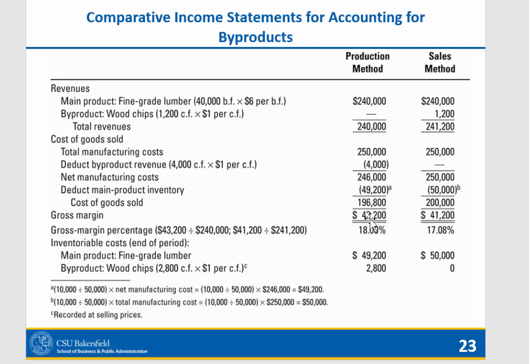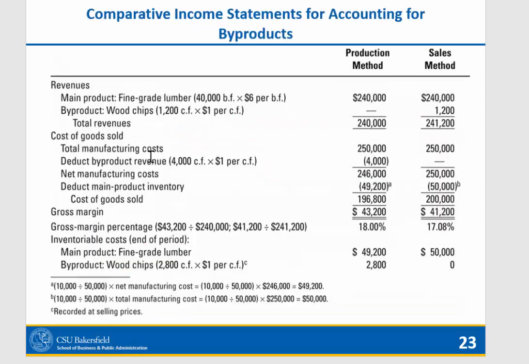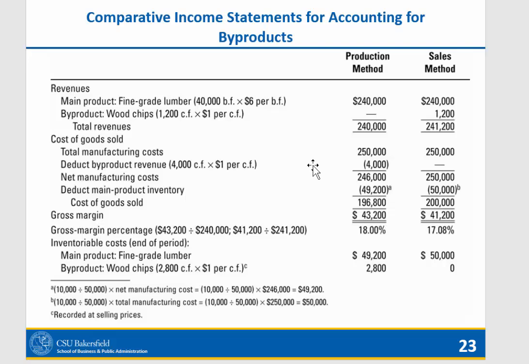So gross margin is 43,200, and you can also find out the gross margin percentage. Then we come to the inventory cost. We know that the ending balance for the fine grade lumber is calculated already, and for the byproduct we do recognize the inventory. So we have 4,000 in the beginning, then we have 2,800 left. So that's about this production method. You can see that the net realizable value for the wood chips will be used to offset the CGS.